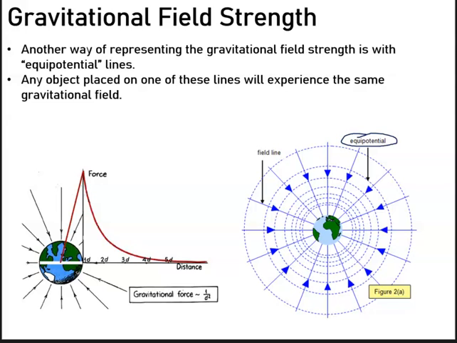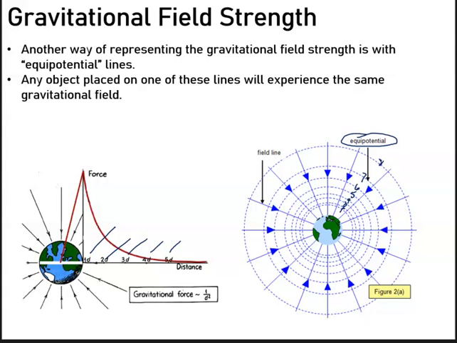Remember how I had my different weights or my gravitational field strengths at those different distances. Well, each of these lines represents a specific gravitational field strength. So if this one is, say, 1, then this one might be 2, 3, 4, 5, 6, 7, 8.